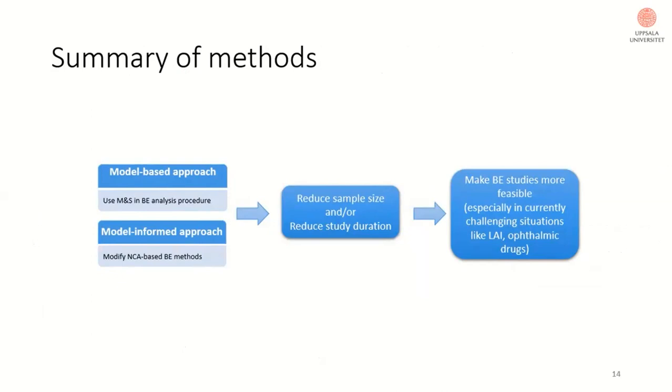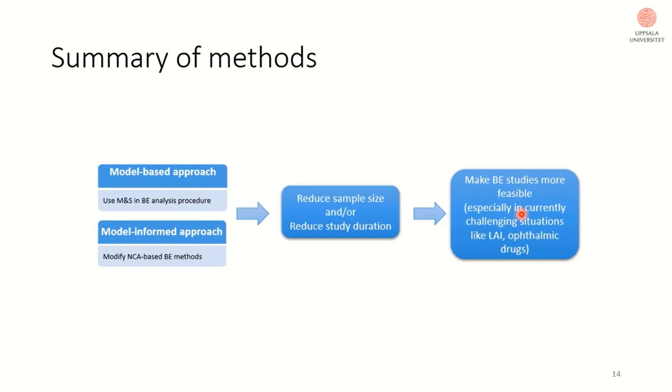So we've been looking at model-based approaches for bioequivalence analysis. We've also been looking at model-informed approaches. I haven't talked about that, where we might modify the NCA-based BE methods by changing, for example, the limits that you might use for testing bioequivalence, and when we use models to inform on those changing limits. And what we've seen is that for both of these approaches, we can reduce sample size, we can reduce study duration, and this makes bioequivalence studies more feasible and more flexible. And this is especially the case when we have challenging situations that don't work in the standard approach.